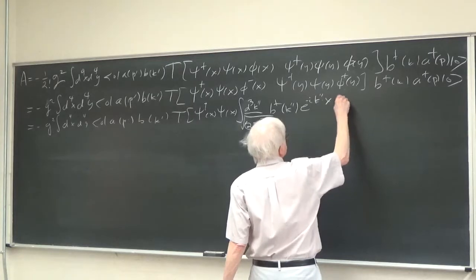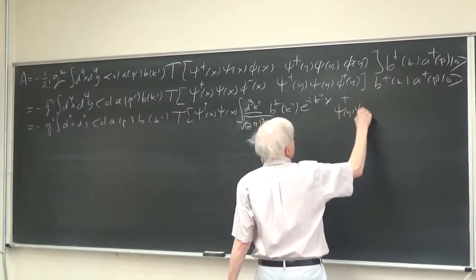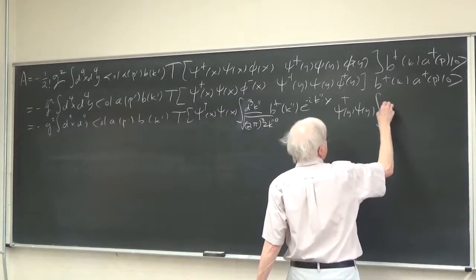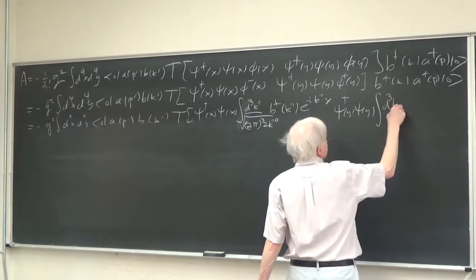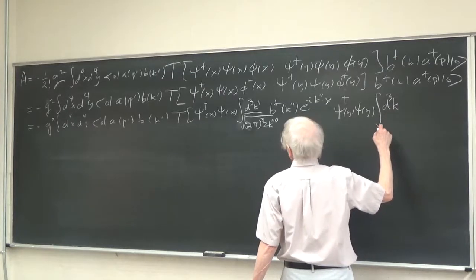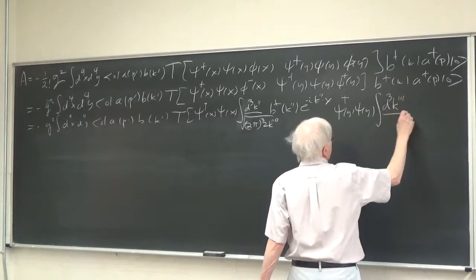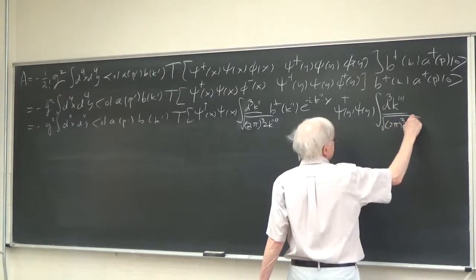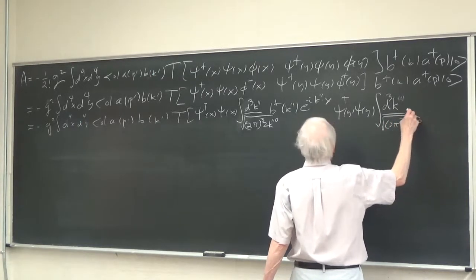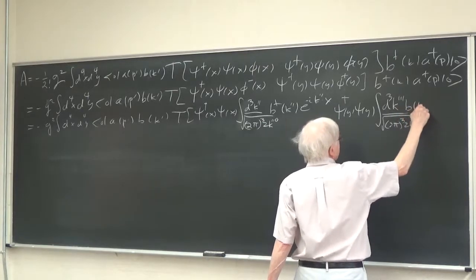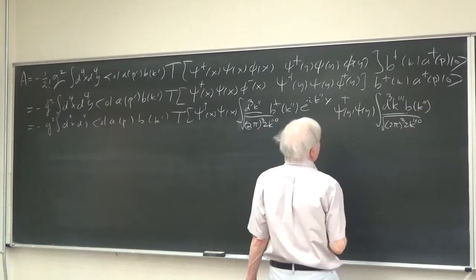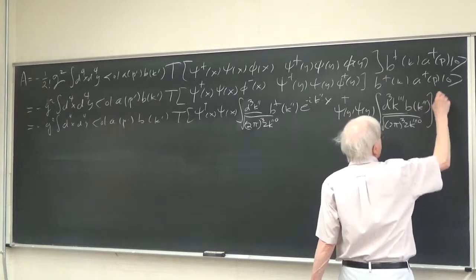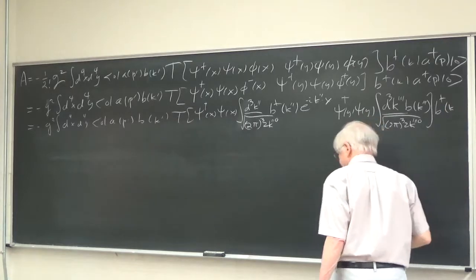Then we have psi dagger y, psi y, and now I'm going to take the positive frequency part here. So this will be d^3k triple prime over the square root of 2 pi cubed 2k triple prime 0, b of k triple prime. And then what's left is the dagger of, oh, I forgot the phase factor.